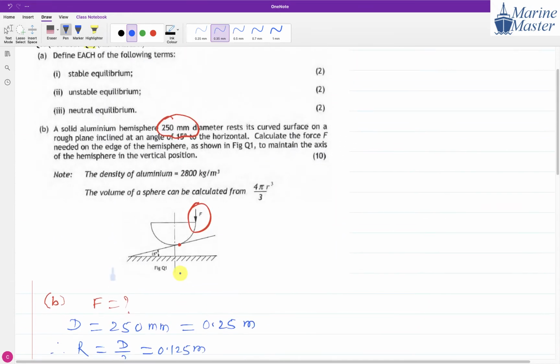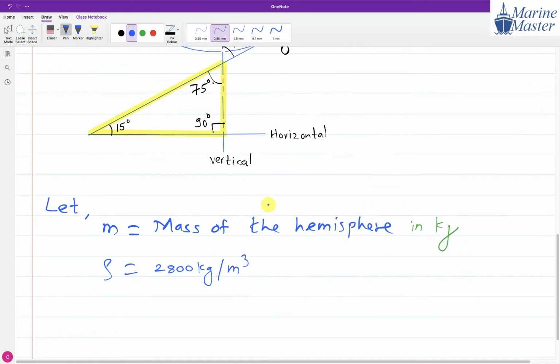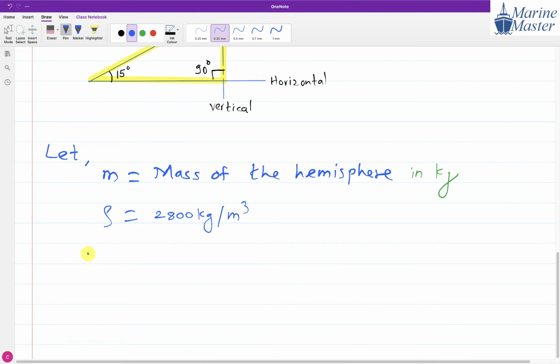Now try to see the next point here. They have given us a volume here. How much volume have they given us? 4 by 3 pi r cube. So now we know mass will be equal to what? Volume into density.